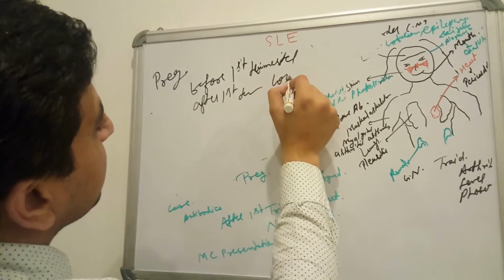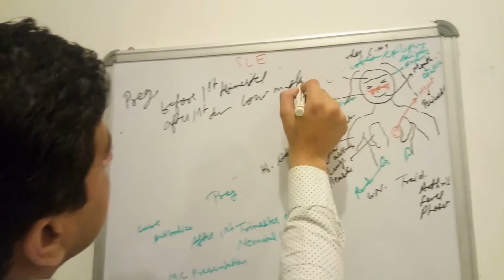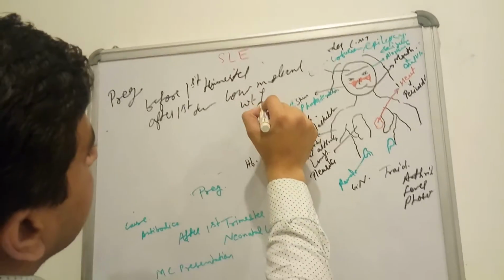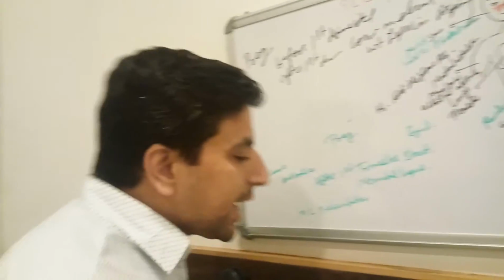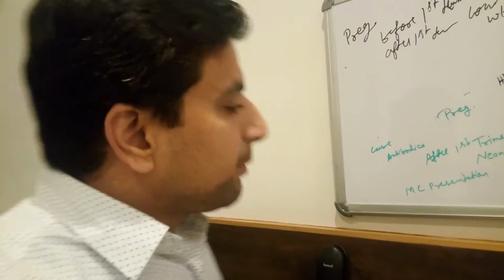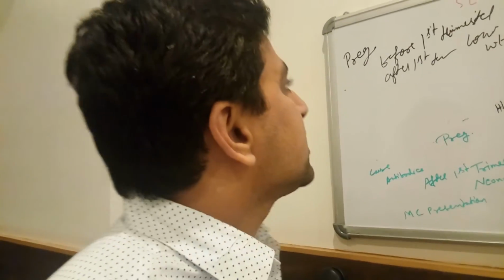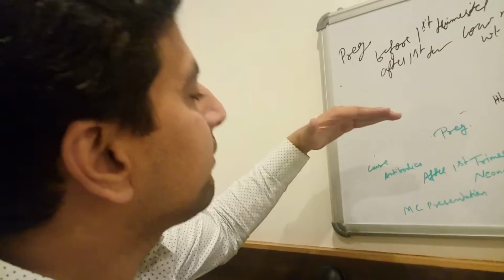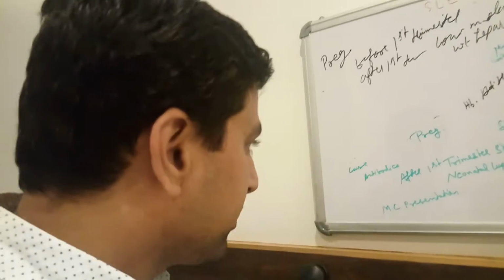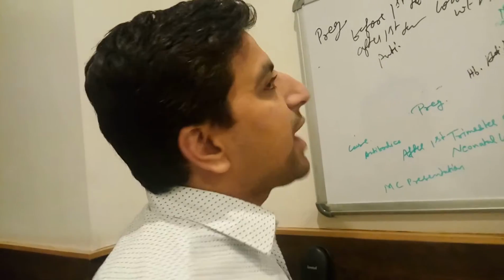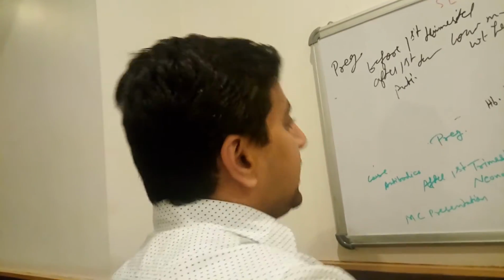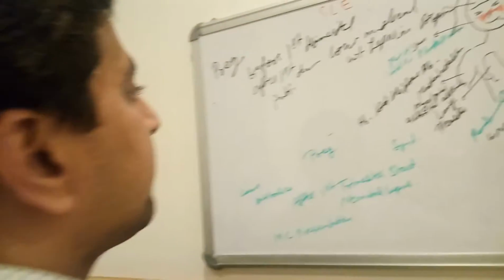Low molecular weight heparin and aspirin also. Why do we need to give aspirin and heparin? Because it sometimes causes a fatal risk for neonates. And here we see the antibodies, antiphospholipid antibody syndrome. Antiphospholipid syndrome here. Okay, my dear friends.